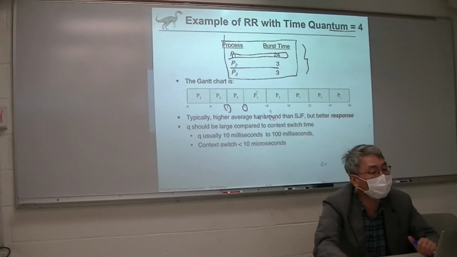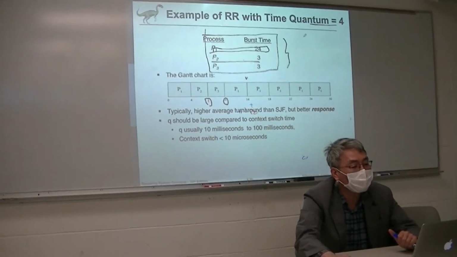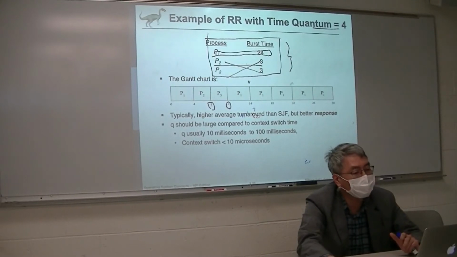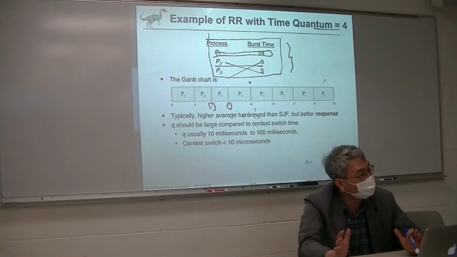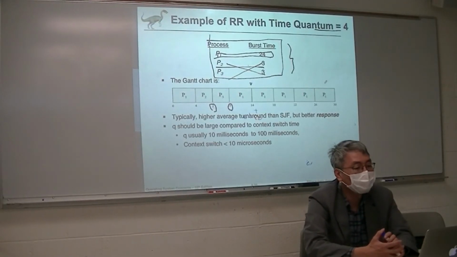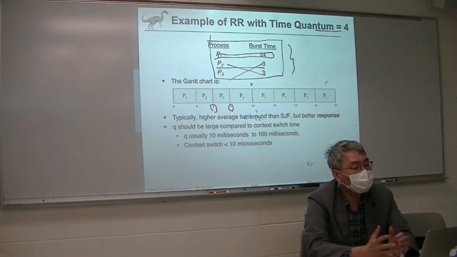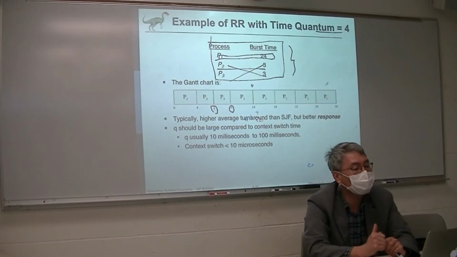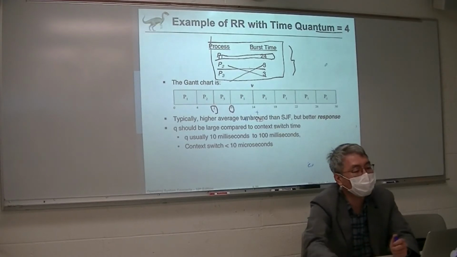Context is P1. So only P1 is in the ready queue. So P1, P1, P1 until it is terminated. So this is a round robin one. Round robin gives the best response. In terms of response time, it is the best one. Okay? So that is the round robin.